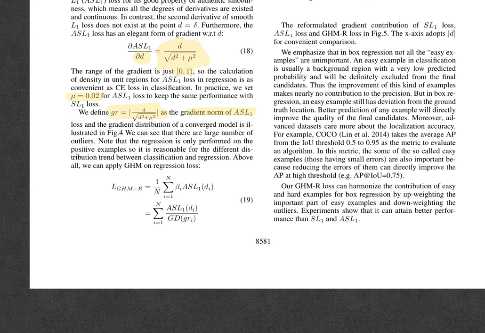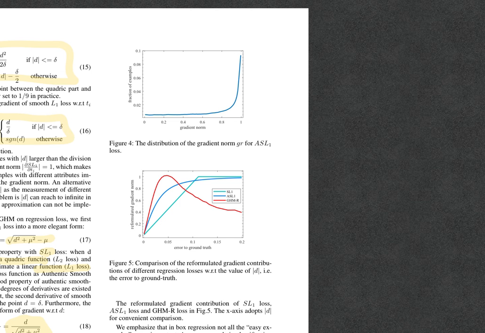Using the same approach as before, they define the GHM-R this way to harmonize the gradients, this time for a regression problem. The difference when it comes to box prediction is that this time even the easy examples basically play an important role because the box accuracy and localization accuracy is more important. GHM-R helps basically weigh down the outliers and also magnify the importance of the critical easy examples.